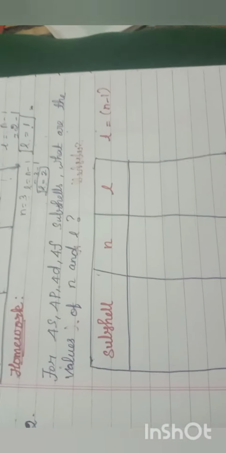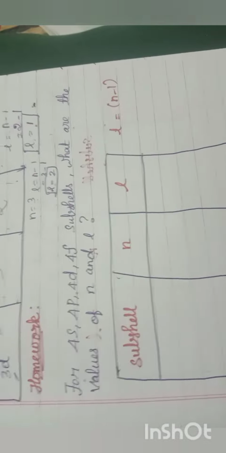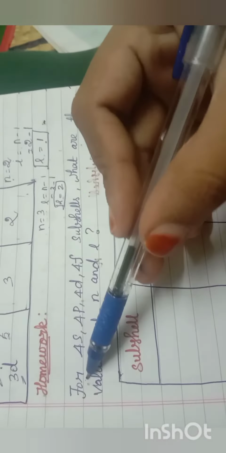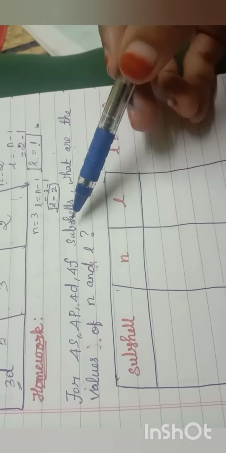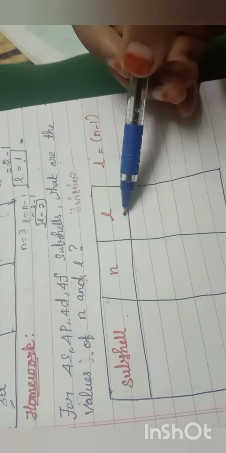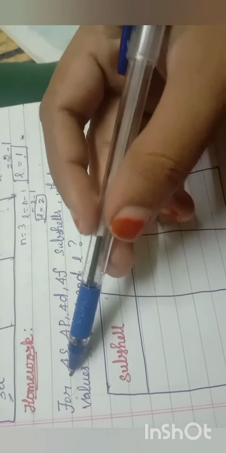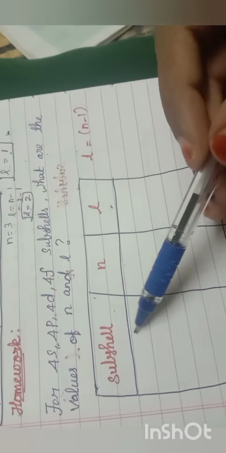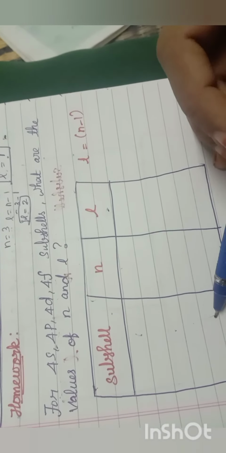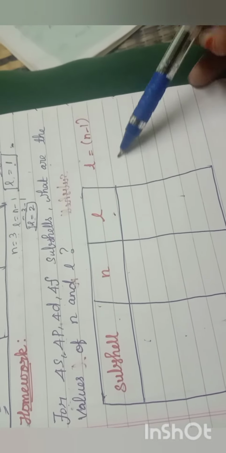Like that, I will give you one homework. If you understand that sum, you can easily find the answer for this question also. Here they have given the 4s, 4p, 4d, 4f subshells. So we write the subshell tabular column. What are the values of n and l? We have to find the principal and azimuthal quantum number values. For the subshells given, 4s, 4p, 4d, 4f, find the answer for the n value and l value. For the l value, use this formula: l is equal to n minus 1. And find the answer.